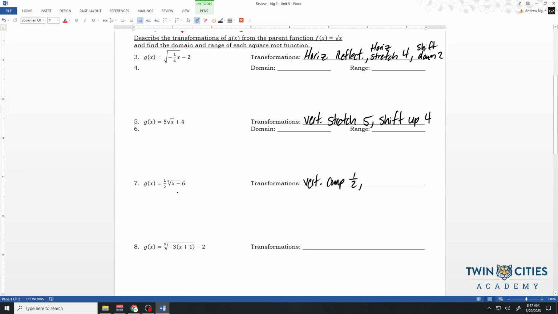And then this minus 6 on the inside, I'm subtracting from x. So normally I would think subtracting from x, let's go left 6 units. But because this is horizontal, changes are the opposite of what I would normally think. So this is going to be shifting to the right 6 units.